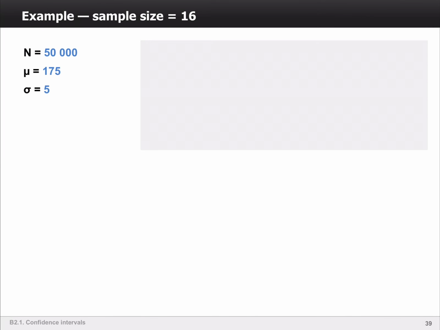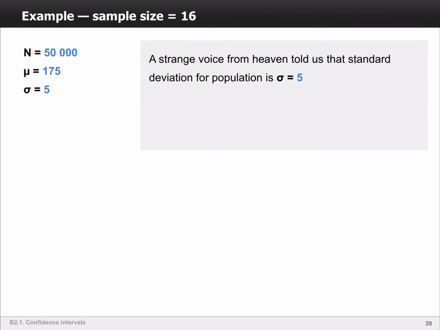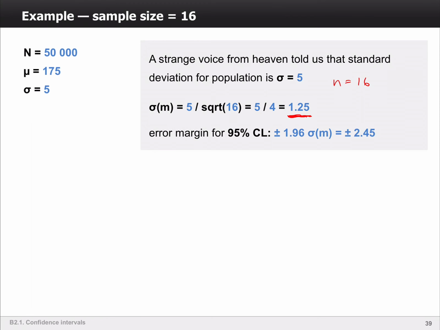Okay, so that means, like a very simple example. Let's say we have a strange voice from heaven that tells us that the standard deviation for the population is 5. Okay, and now even though we don't know anything else, we can just calculate the standard error. We know that, let's say, the sample size is 16 in our case. So if we take 16 random persons, that will be the standard error. And now that's the error margin for the 95% confidence interval. I just took 1.96 standard errors. So it just gives us 2.45.